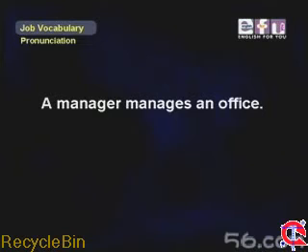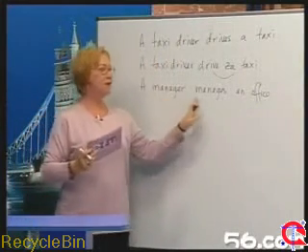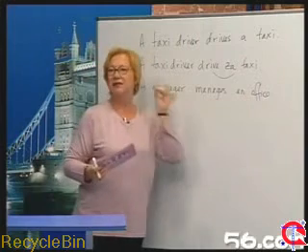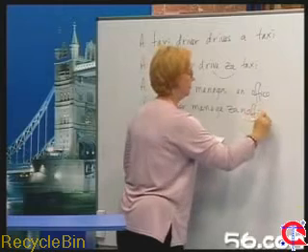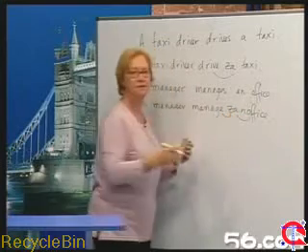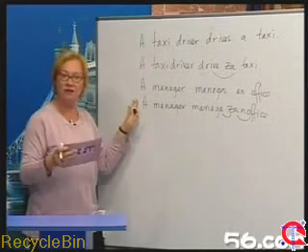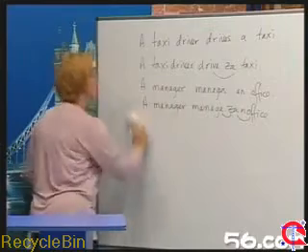A manager manages an office. So, a manager manages an office. But the sound is like this. A manager manages an office. A manager manages an office. So these go together. All right? A manager manages an office together. All right? Now, let's do some practices and we'll see what some other sentences look like.